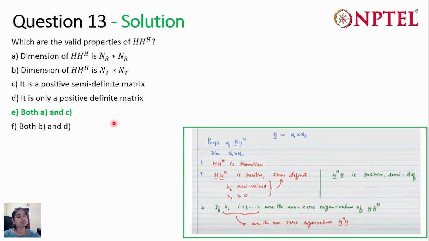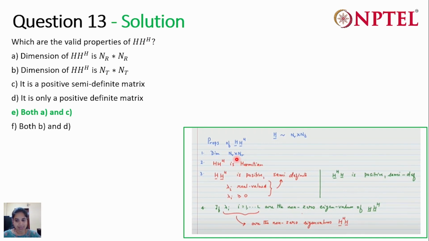So the answer is both A and C. We know that the dimension of the H matrix is NR cross NT. So H Hermitian's dimension will be NR cross NT into NT cross NR. So it's going to be NR cross NR.